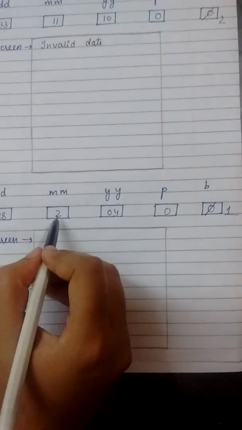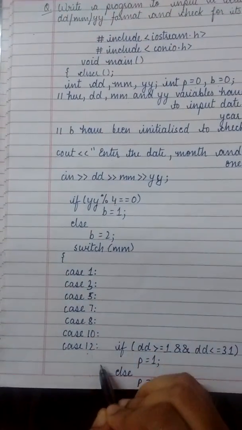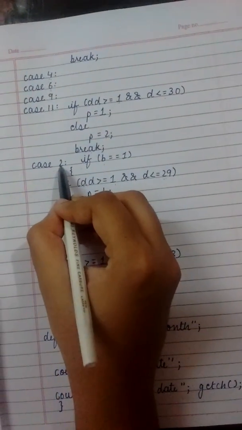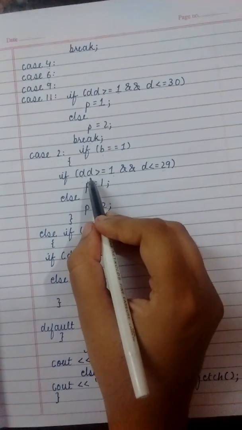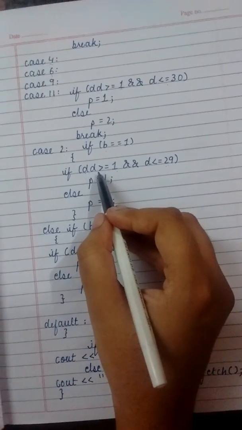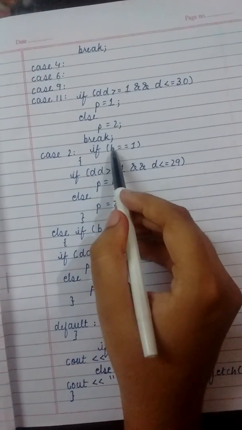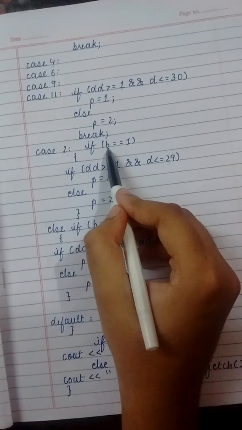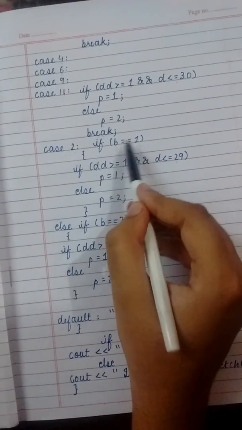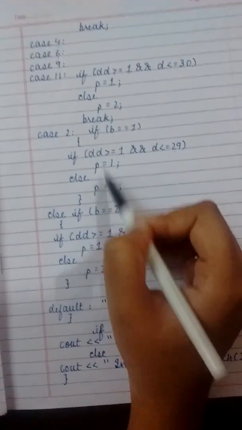Now let's check for the month. The month is 2. It is matching with the case 2. Here, no, 2 is not there. Let us see. Okay, here is the case 2. Now we will check for the date. The date entered by the user is 28. Now the year is a leap year, so b is equal to 1. Therefore, this set of statements is going to get executed.